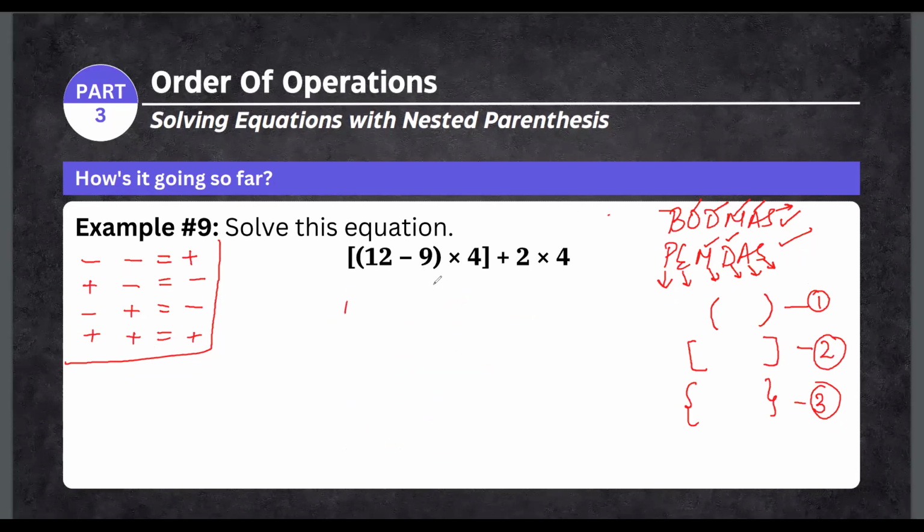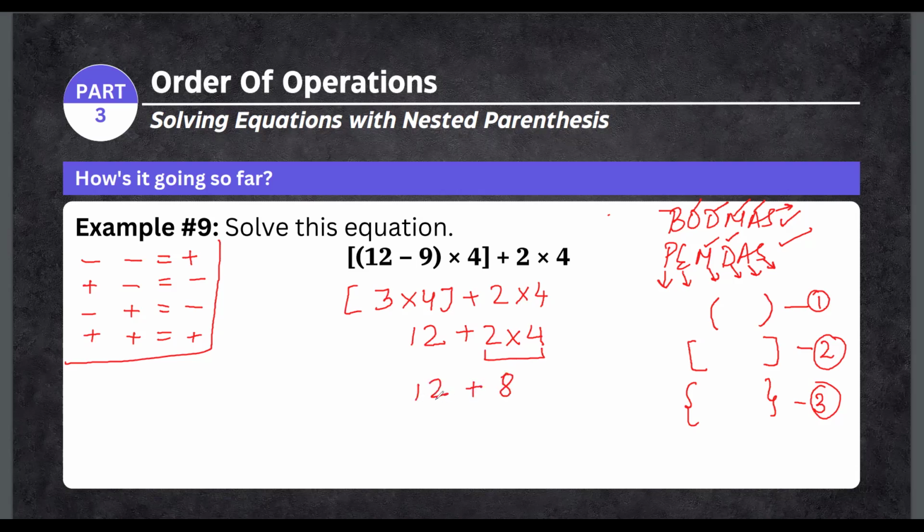Now, 12 minus 9 is 3 times 4 plus 2 times 4. So 4 times 3 is 12. We have solved it. So I'm not putting any square bracket over here. And then writing the equation as it is. Now, here we have multiplication first and then addition. So we will multiply first. So 4 times 2 is 8. And this number as it is. Now 12 plus 8 is 20. And this is my final answer.